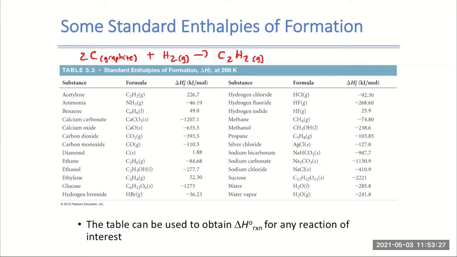And so we can use this delta H of formation and these tables to obtain the delta H of a reaction for any reaction of interest. We don't actually have to run that reaction anymore. We can just add up the enthalpies of formation.